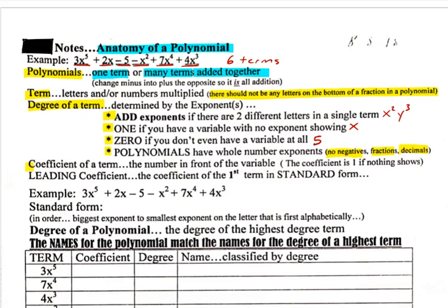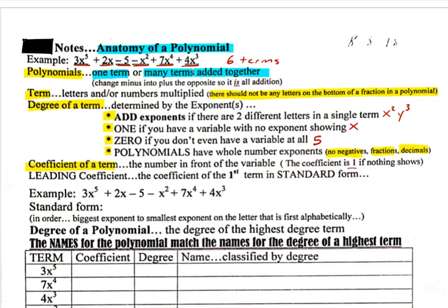The next term we need is a coefficient of a term. That is the number in front of the variable. For example, if I had 5x, my coefficient is 5. If I had 7xy, my coefficient is just the 7. The coefficient is 1 if nothing shows. If I only have a y, then don't forget that there's an imaginary 1 here.